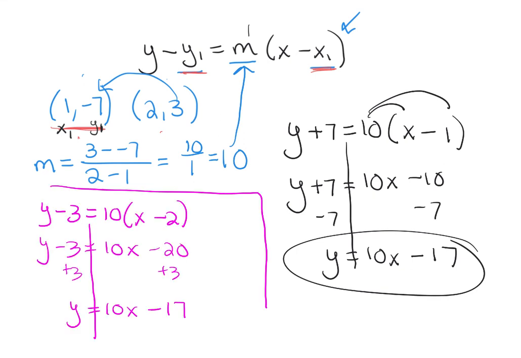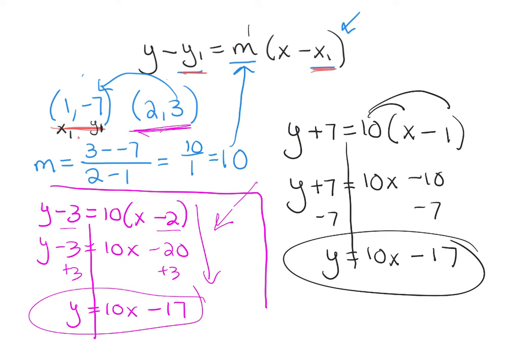So real quick, you don't have to write this down. I just wanted to show you that when I use this point, 2 and 3, and I go through these steps, notice how I get the same answer at the end. As long as we have the correct slope, choose either point, you'll end up with the same slope-intercept line.